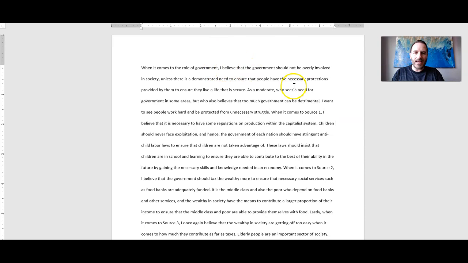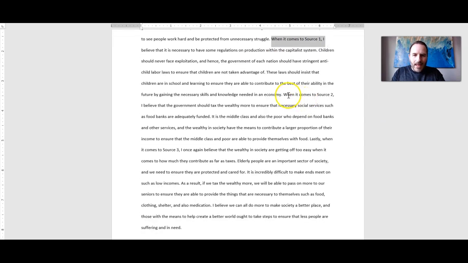I use the term "I believe" over and over again, because that is what I think. And I mentioned the government over and over again as well. So here's my statement on what I think should be going on in society. And then I talk about it in the context of Source 1, then Source 2, and then Source 3. That's it. Pretty simple. So just tell me what you think and tell me why. If you have ideas, explain how they're going to work. And I do that here.